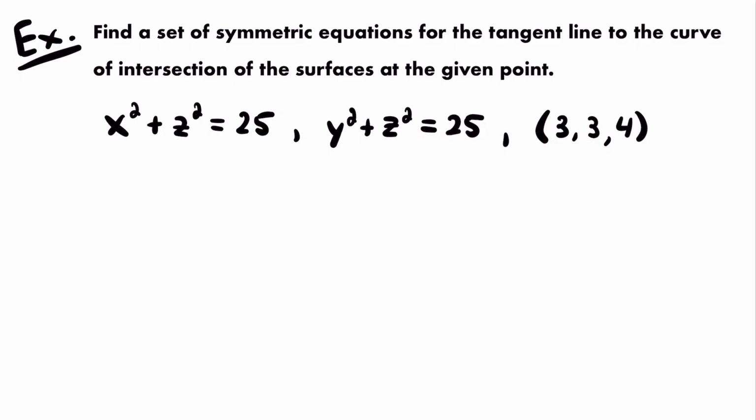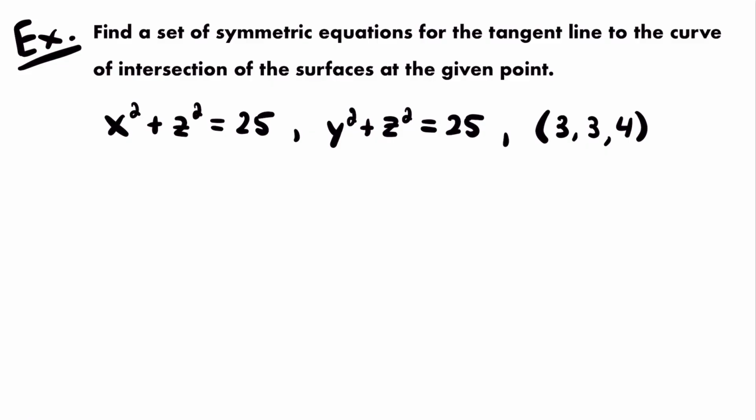Okay, so this example is unlike anything we have done previously in this examples video, as well as the lesson video, but it's still based on the same ideas that we have been working with in these different problems. And so let's break it down and see if we can understand what's going on here and how we can apply what we know to this problem in order to solve it. And our goal in this problem is to find these symmetric equations for a tangent line to a curve of intersection of the surfaces at the given point.